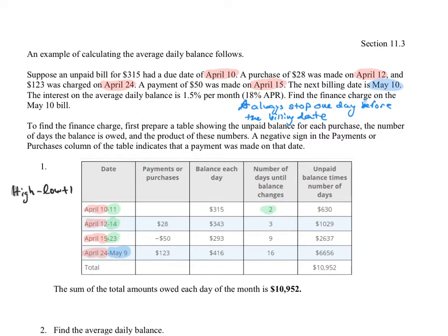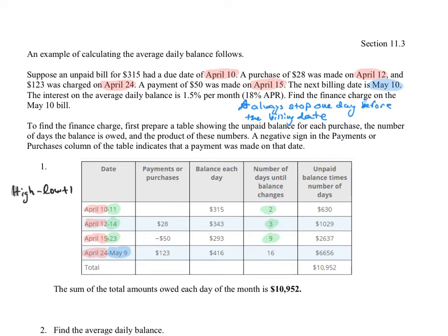Okay. Look at the next one. 14 minus 12 plus 1 would give me my 3 days. 23rd minus 15 plus 1, that would be 8 plus 1 is 9. And then the last one's always the most difficult one. What I like to do, just to make it a little easier, is think how many days are in the given month or in the given billing period.